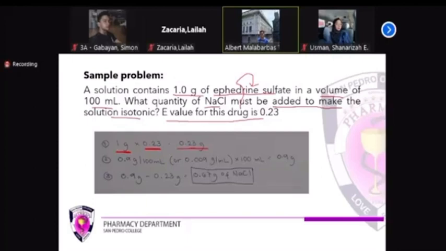Step 2, for step 2, automatic na to always ha. You need to multiply the factor 0.009 to the volume of the solution. Automatic na talaga everyone. For step 2, 0.009, you multiply it with the volume required.